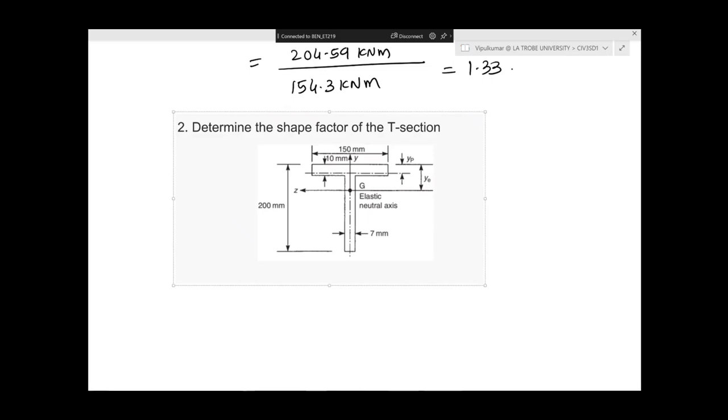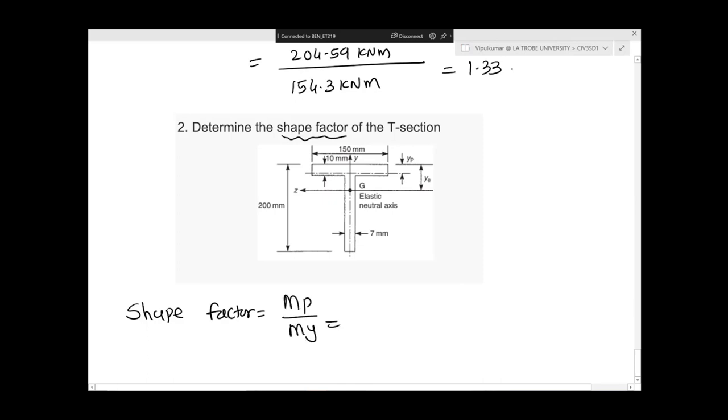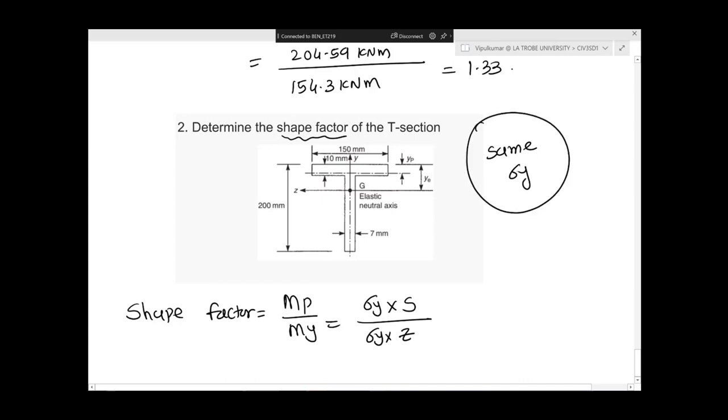The cross section is T. So we just want to find the shape factor. Shape factor is equal to MP over MY. Look, yield strength is not given. So let's assume there is the same yield strength for S and Z, same sigma Y. Assume.